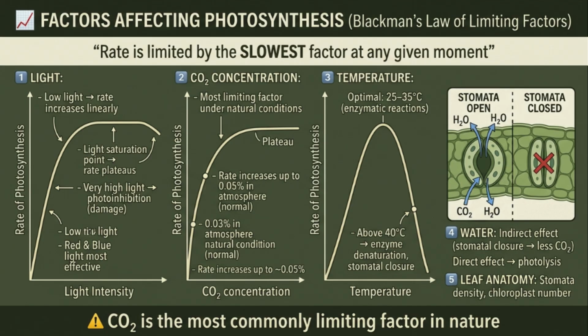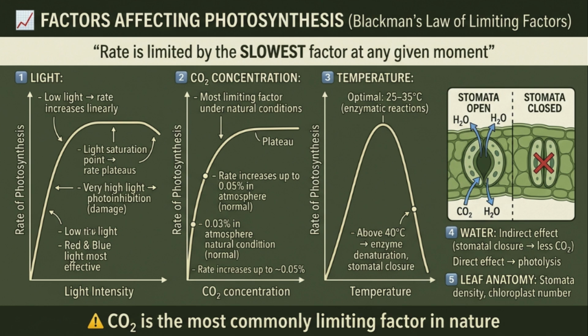Factor 2. CO2 concentration. This is the most commonly limiting factor under natural conditions. The atmosphere has only 0.03% CO2. Increasing CO2 up to about 0.05% significantly boosts photosynthesis. This is why greenhouses pump in extra CO2.